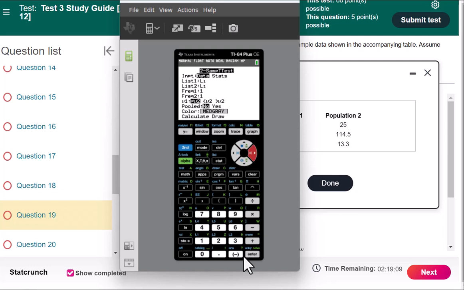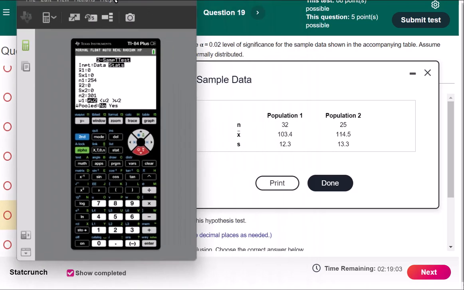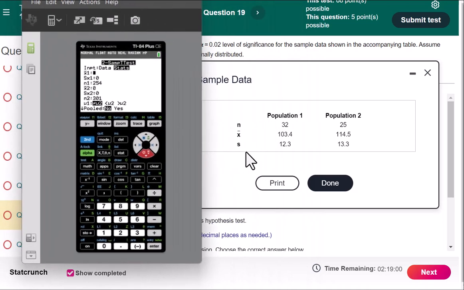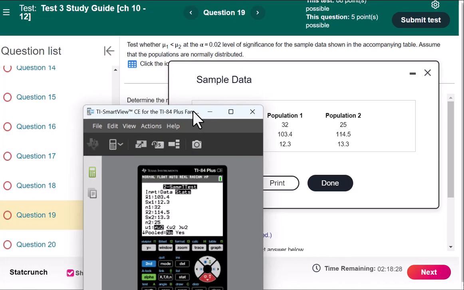Okay, not data. I have summary, so I go back to stats. Okay, x1 bar. Let's record the data now. 103.4. S1 12.3. N1 is 32. X2 bar is 114.5. S2 is 13.3. N2 is 25. And we're testing that mu1 is less than mu2.